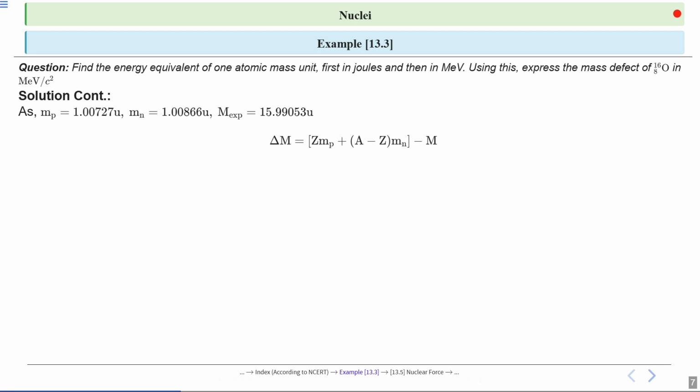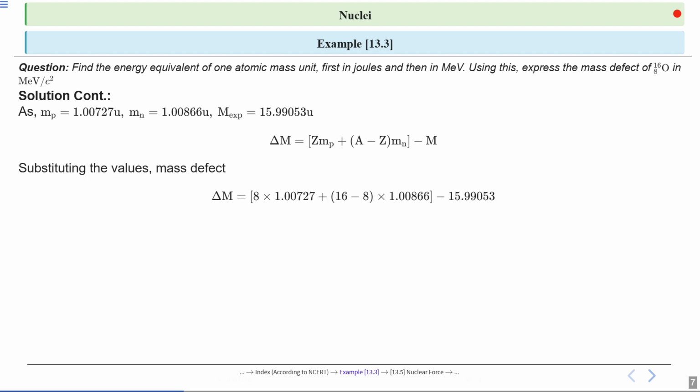Now let's write the formula for mass defect. Delta M, or the mass defect, is equal to the sum of masses of all protons and neutrons in the nucleus minus the actual mass of the nucleus. Here Z is the number of protons, A is the mass number, and M is the measured mass of the nucleus. So Z multiplied by the mass of proton, plus A minus Z, the number of neutrons, multiplied by the mass of neutron, collectively represents the mass of all the nucleons, minus capital M, the actual experimental mass of the nucleus.